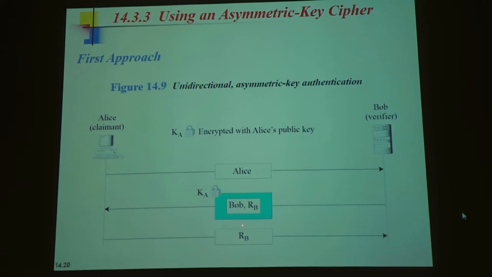Alice will receive it. Can she read it? Yes. Why? Because she has her own private key. She will unlock it with her own private key, right? Then she sends back the RB. So Bob sends the RB initially and receives the RB. If they are equal, then it's authentic. Shall I repeat it one more time?